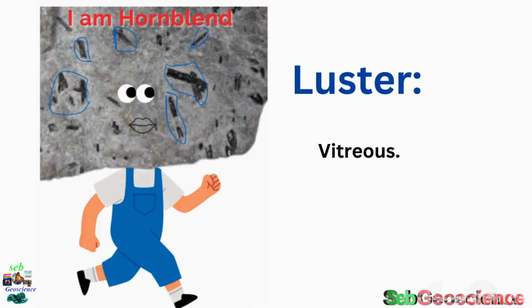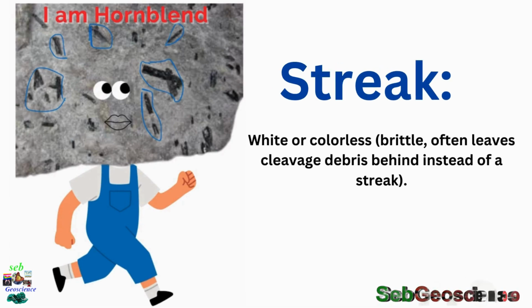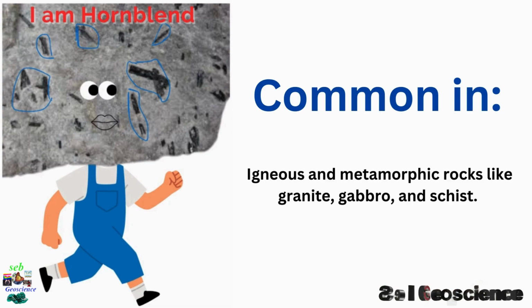The luster is vitreous, the streak is white or colorless, and it is often brittle. The streak of Hornblende is white or colorless. It is common in igneous and metamorphic rocks like granite, gabbro, and schist.